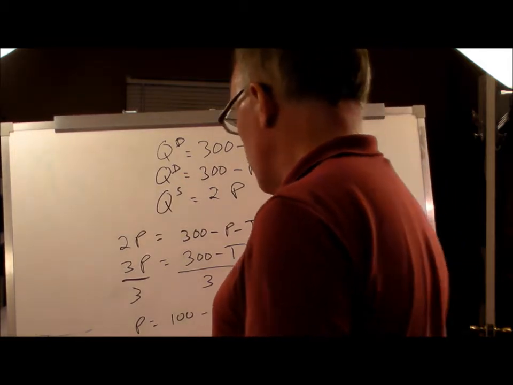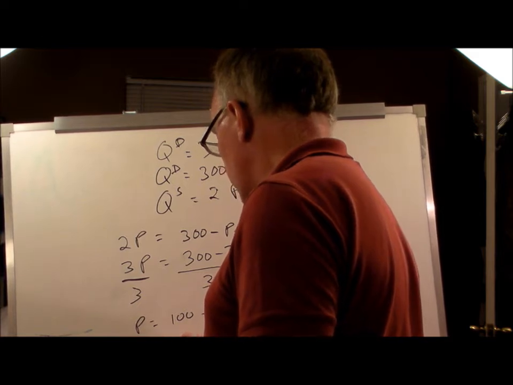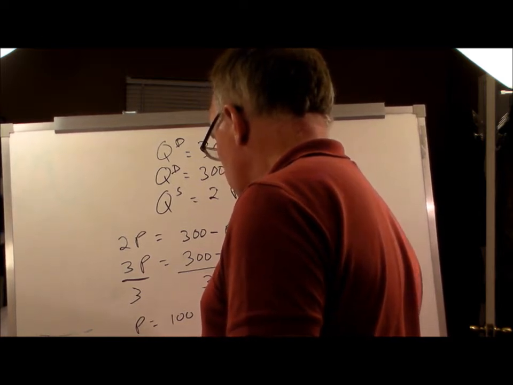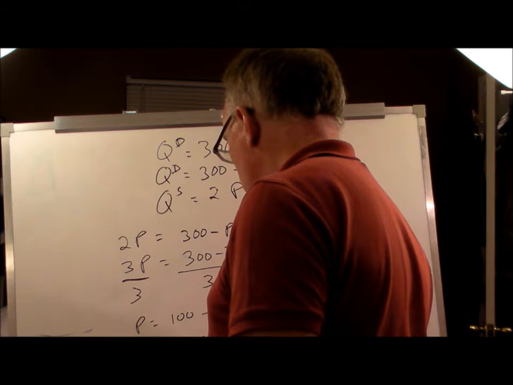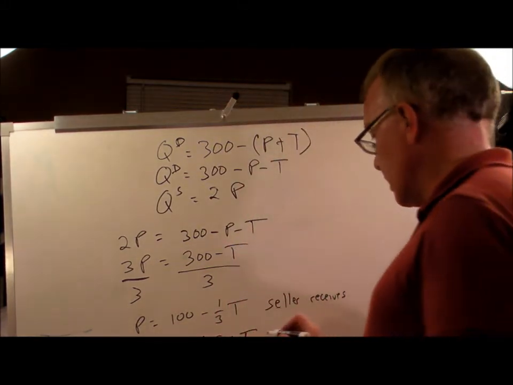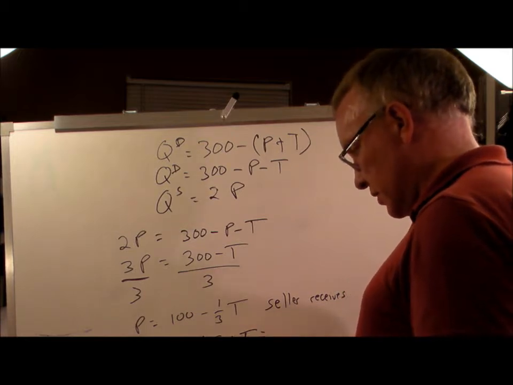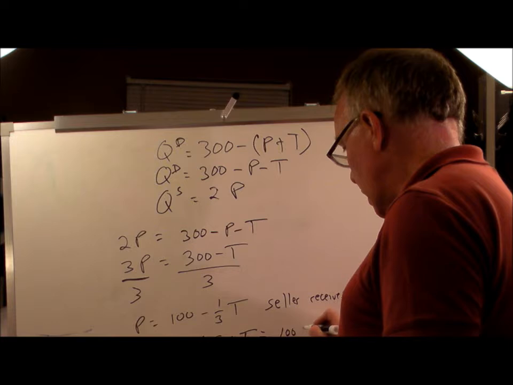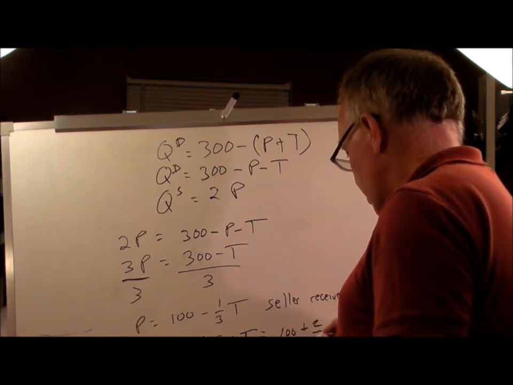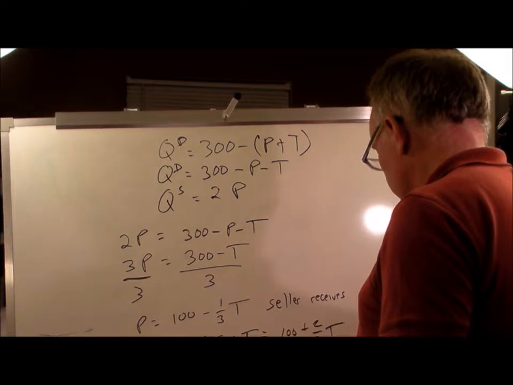And then the buyer is going to pay P plus T, which equals, of course, 100 minus 1/3 T plus T. This is what the buyer pays. So this is minus a third T plus a T, so this is 100 plus 2/3 T. And this is what the buyer pays.